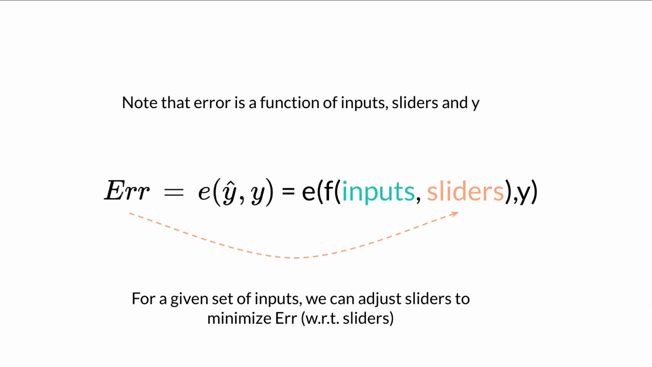Now we note here that the error function is a function of the inputs, the sliders (the parameters), and the target variable y. And in our case, the inputs are fixed. We already have all of those fixed, so they're not changeable. The only thing we can change is the slider settings, our parameters, to alter the function and see, okay, for each set of sliders, how does the error function move? Does it move up or down? And so we're really trying to minimize this equation, the error function, with respect to the slider values, the parameters.